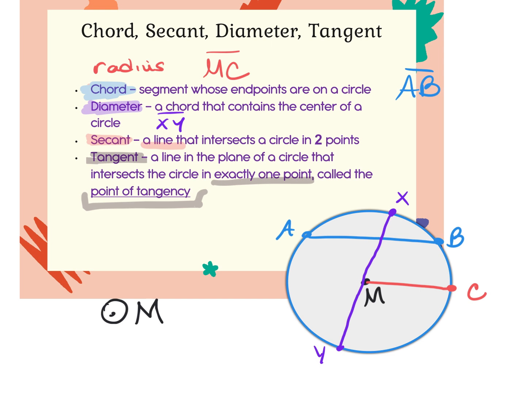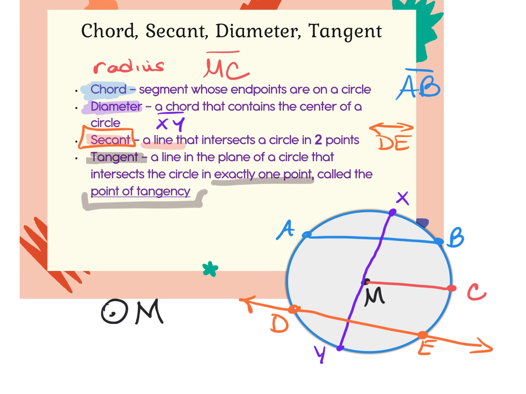So the next one is going to be a secant. I'm going to do the secant in orange. The secant hits the circle at 2 points, and it's a line. So it's going to go through the circle, and I could call this DE. So the secant DE, and it's got the picture of the line on top.